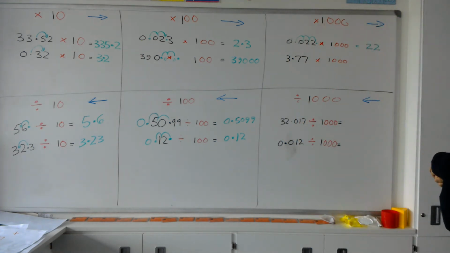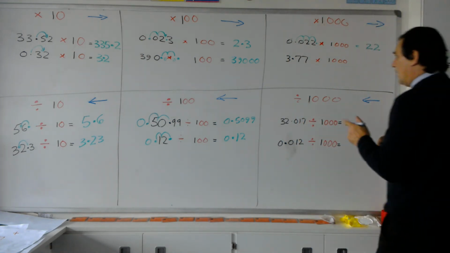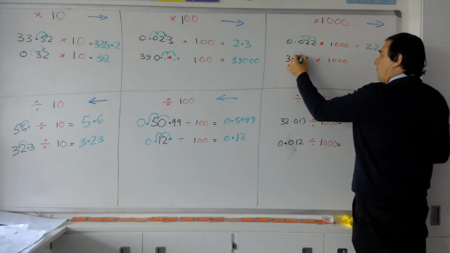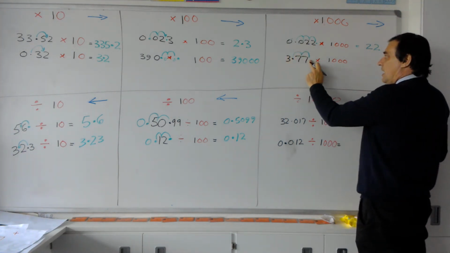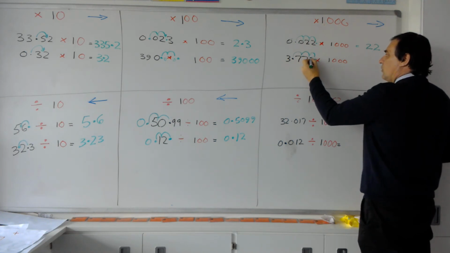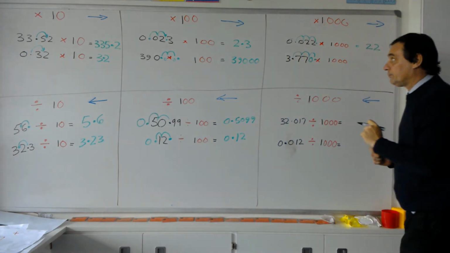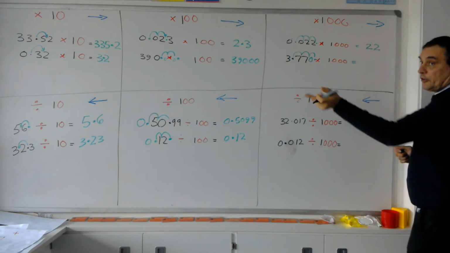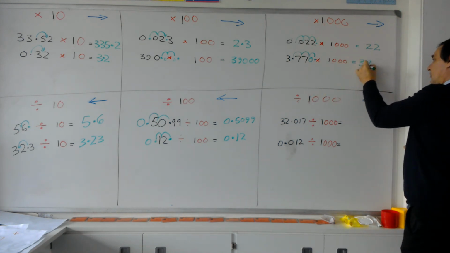Okay, 3.77 times 1000. Now let's look at this one. 1 bounce, 2 bounce. Oh, I'm at the end of the number. 3 bounce, and my decimal point will go there, so it means I've got to put a 0 there. So my new number after 3 bounces becomes 3770.